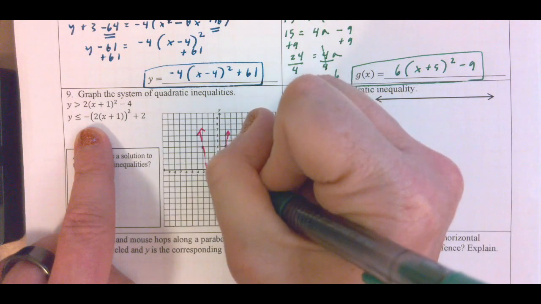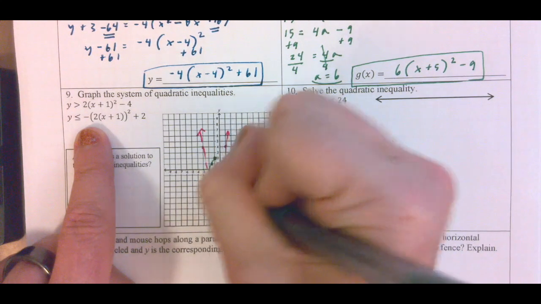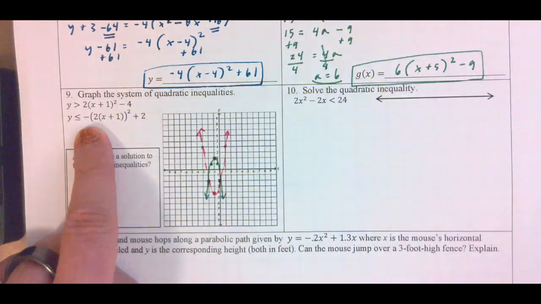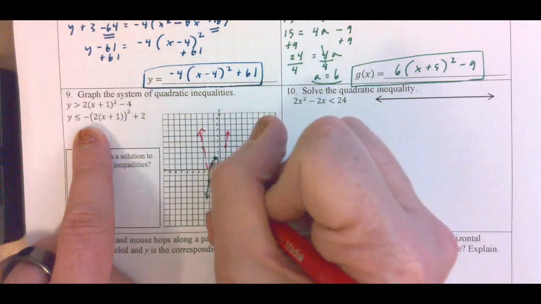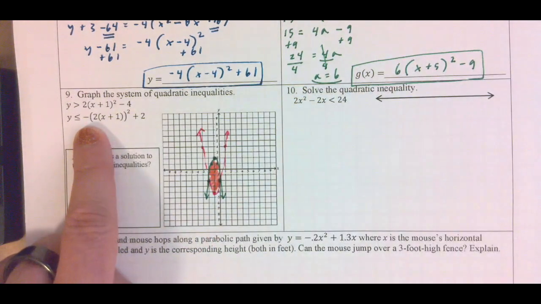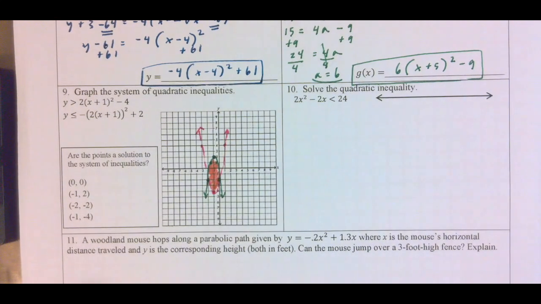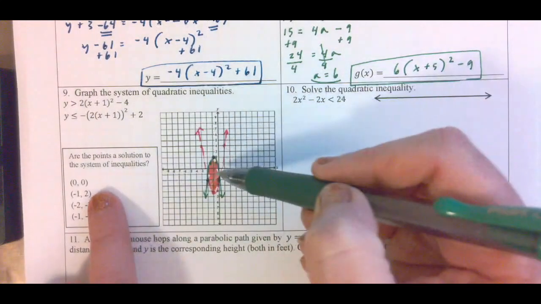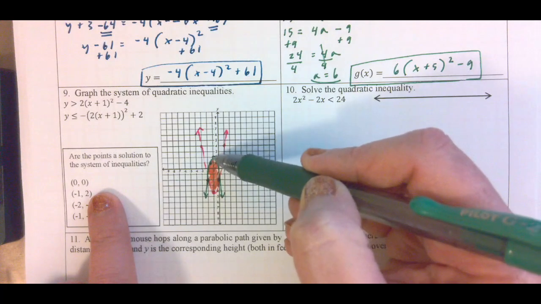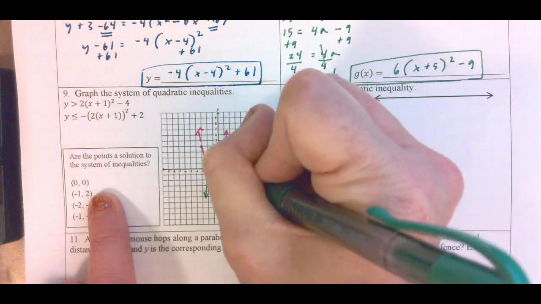So here and here. This is going to be solid because I see that it's equal to, and below the vertex puts me in this space right here. Okay, but are these points solutions to the system? So (0, 0), right? That actually would not fall in this shaded region, because this curve is actually coming down. If I kind of tighten it, it's not going to include (0, 0), so no.